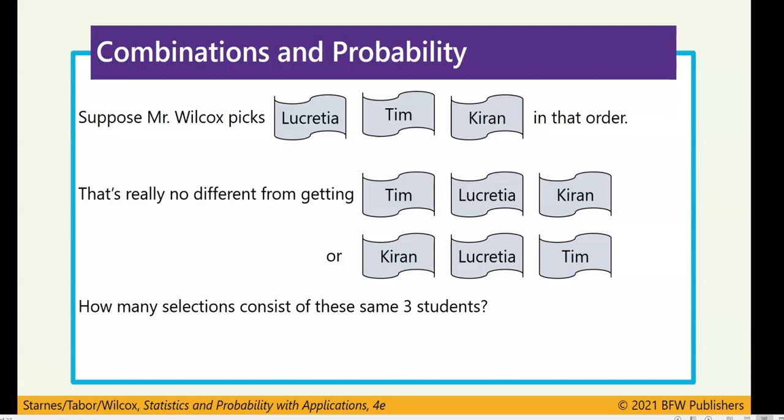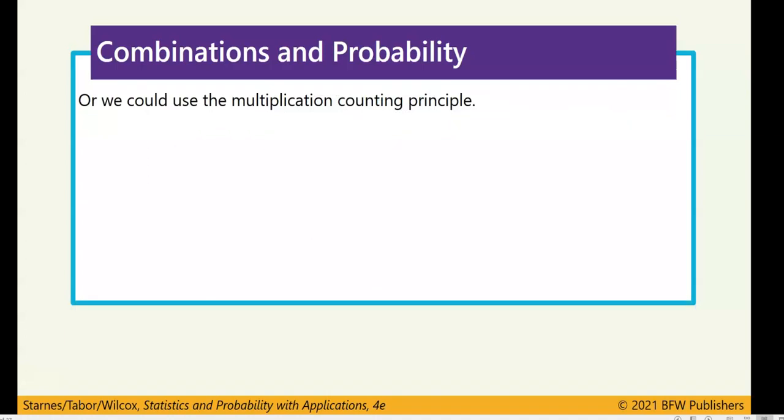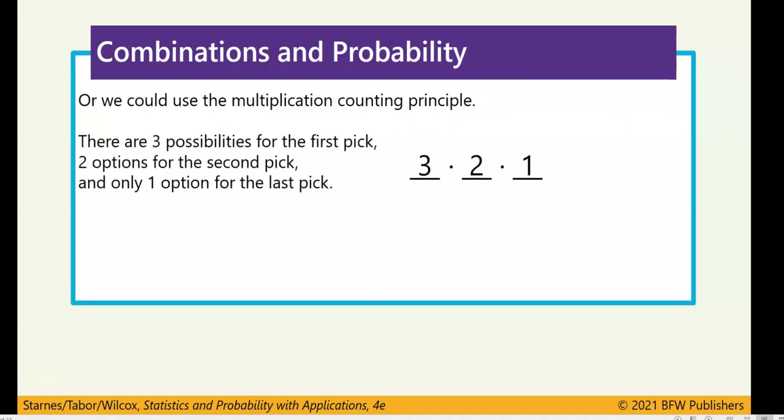You're picking 3 out of 28 where order does not matter, you're not ranking them. It's not like you're picking the first student, the lucky first student, no. They're just picking 3 students, right? So there's lots of different ways to do that. There's 6 different ways actually in that case. So how could we use that? Well, we could say 3 times 2 times 1. There are 6 different ways of doing that.